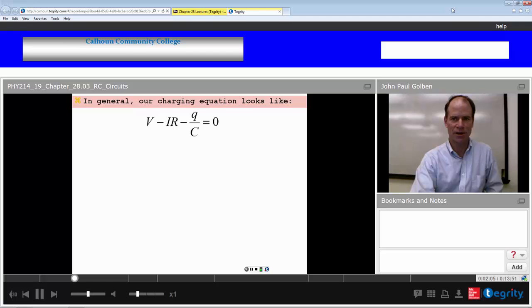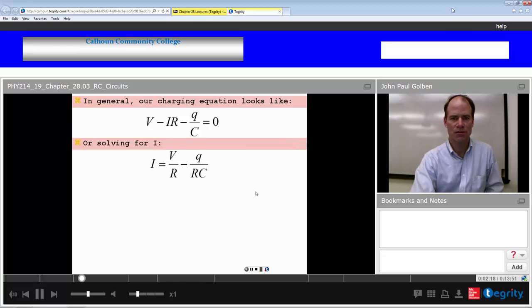In general, though, our charging equation looks like this from Kirchhoff's voltage rule: the voltage of the battery minus IR minus Q over C equals 0. If I solve this for the current, I have I equals V divided by R minus Q divided by RC. The current is, in fact, the derivative of the charge with respect to time.